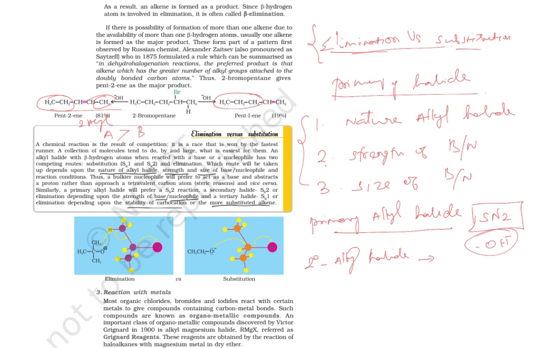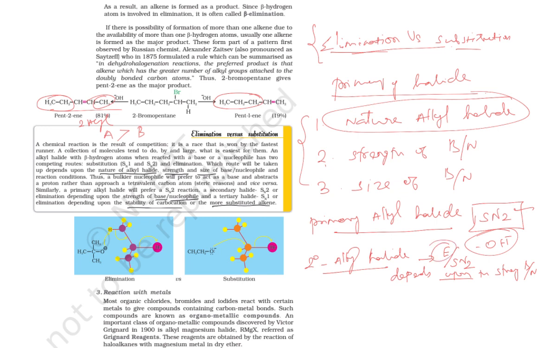But in case of a secondary alkyl halide, it either undergoes the elimination reaction or the SN2 reaction. It depends upon the strength of the base or nucleophile. So for a primary alkyl halide, elimination or substitution depends upon the nature of the alkyl halide, so it undergoes SN2. But in case of a secondary halide, it depends upon the strength of the nucleophile. If your base is strong, it undergoes the elimination reaction.